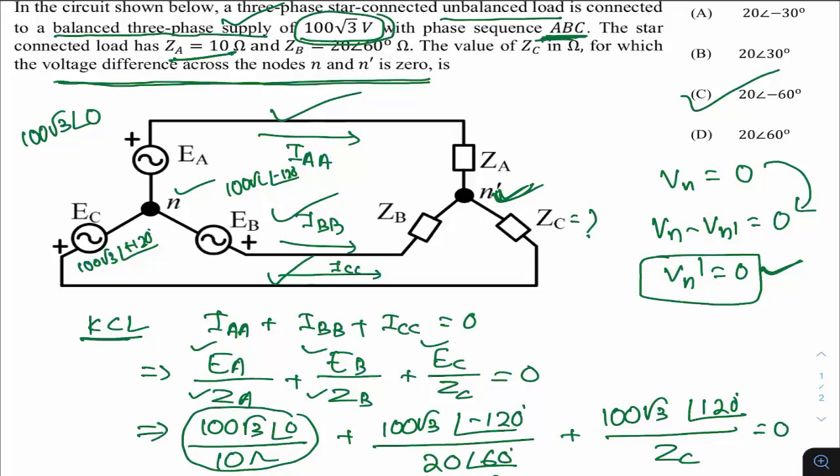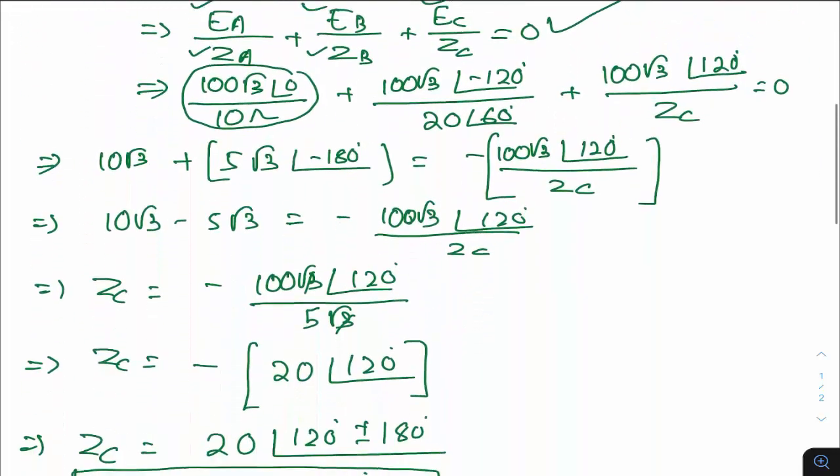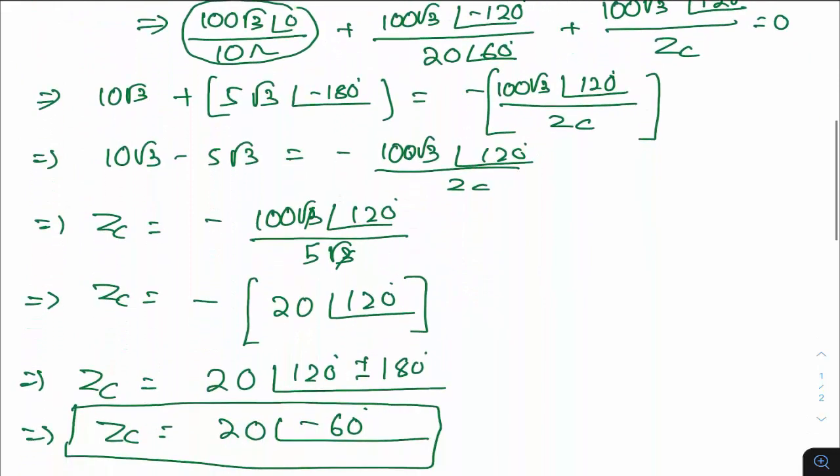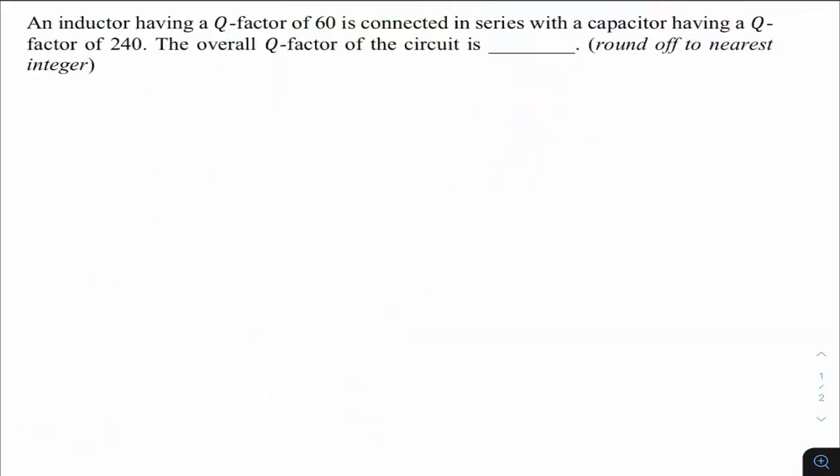Then simply by writing a KCL, we got these equations, and by substituting the values and solving this maths, we are getting the answer, which is 20 at an angle of minus 60, which is in option C. So C is the right answer for this question. This is of course not a tough question, but yes, you need 2-3 minutes of time because of the calculation involved. This question is asked in GATE 2022 of electrical.